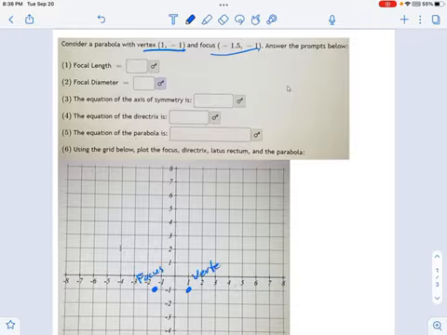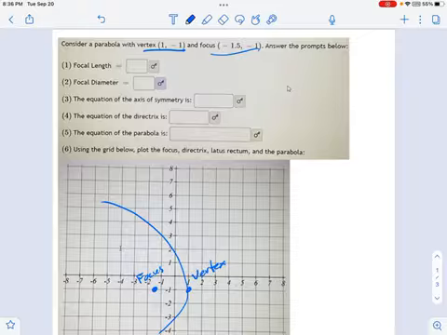Remember, the parabola turns around at the vertex. That's its turning point, and it wraps around the focus. So what I'm talking about here is going to be something like this. Okay, it's a horizontal parabola. That's all I need to draw for now. That's going to get me going.